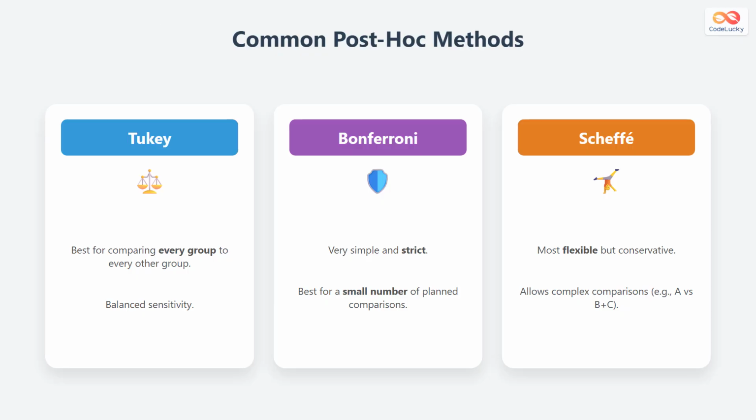There are many post-hoc tests, but we will focus on the big three. Tukey's honestly significant difference is the most balanced for pairwise comparisons. The Bonferroni correction is extremely simple but strict, and Scheffé's method is the most flexible, allowing for complex groupings, though it is the hardest to achieve significance with.